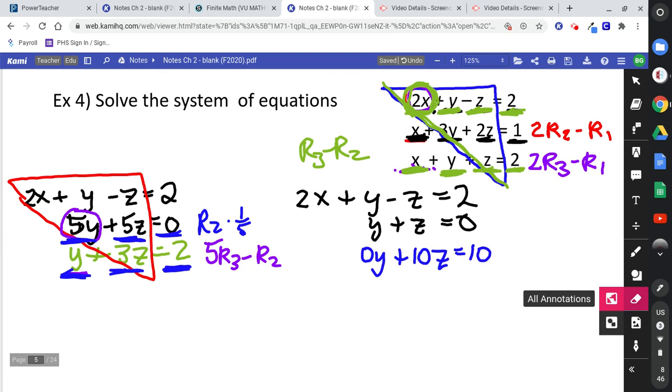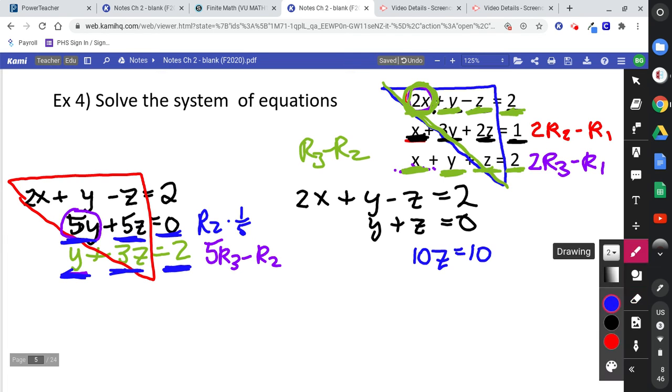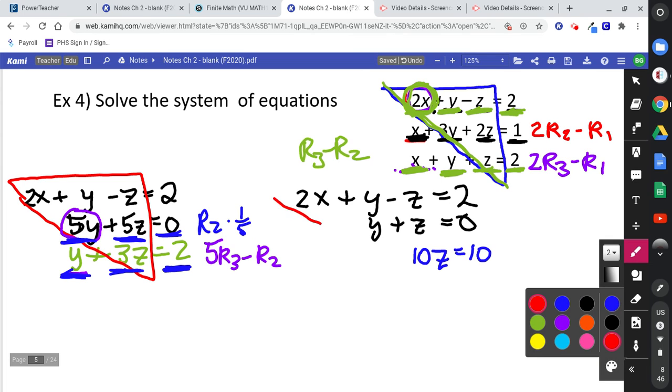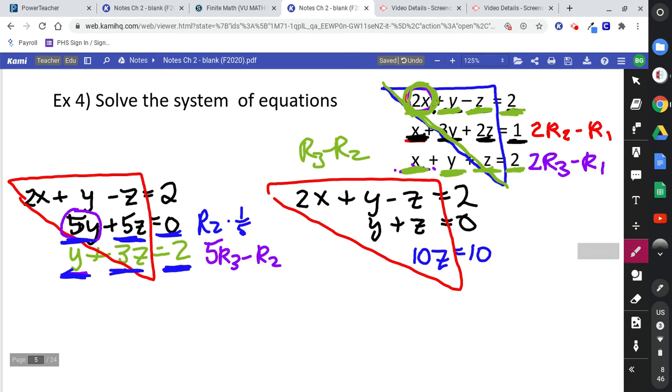So again, what I'm going to be looking for is this triangle. If I don't see this triangle in your work, I don't believe that you did echelon form. Okay, we've got the triangle. Now we're going to use back substitution. Well, you can see that z equals 1 down there at the bottom, right? Z equals 1. Divide by 10, z equals 1. We're going to substitute that in. So you'd have y plus 1 equals 0. Subtract the 1 over, and now we know y equals -1.